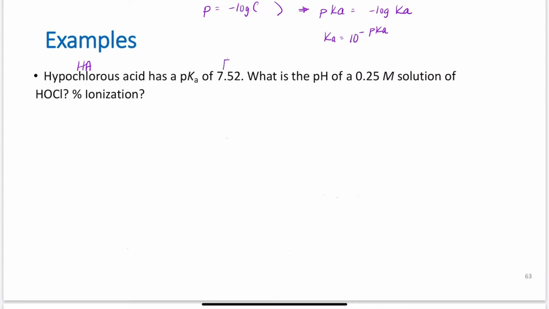So to find my Ka value, Ka is equal to 10 raised to the negative 7.52, and this is equal to 3.0 times 10 to the minus 8th. Now I've got my Ka value, I've got the initial concentration of my acid, so I'm going to solve this just like I solve every other acid-base equilibrium problem. I'm going to say my weak acid plus water is going to form an equilibrium, forming my conjugate base and H3O+.